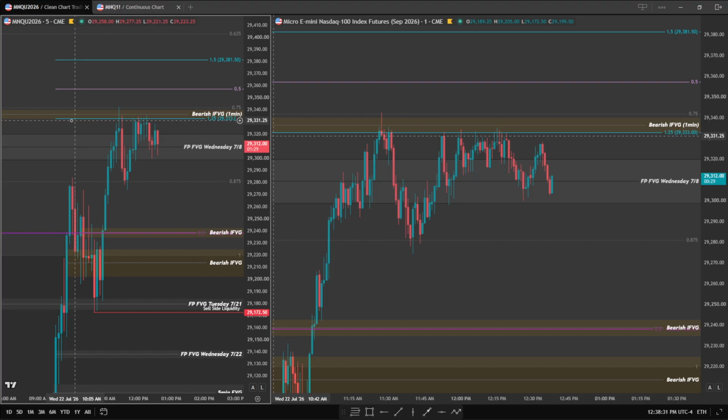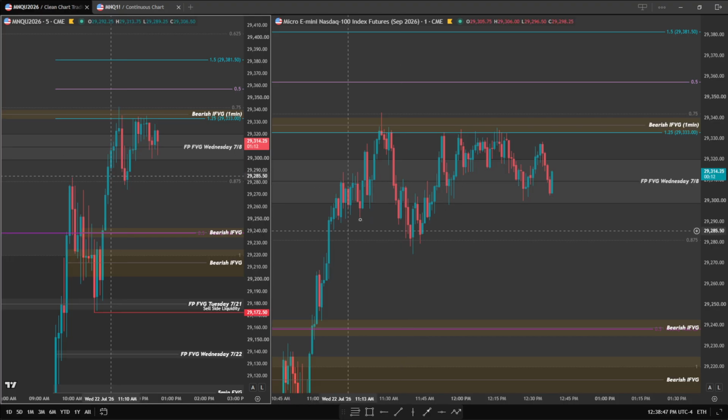That's real clean. That's that inversion right there. It's really clean. The high was formed right at 11:30. 11:30 is right here, so that's pretty close to it. Went and took the sell side there. That's nice.